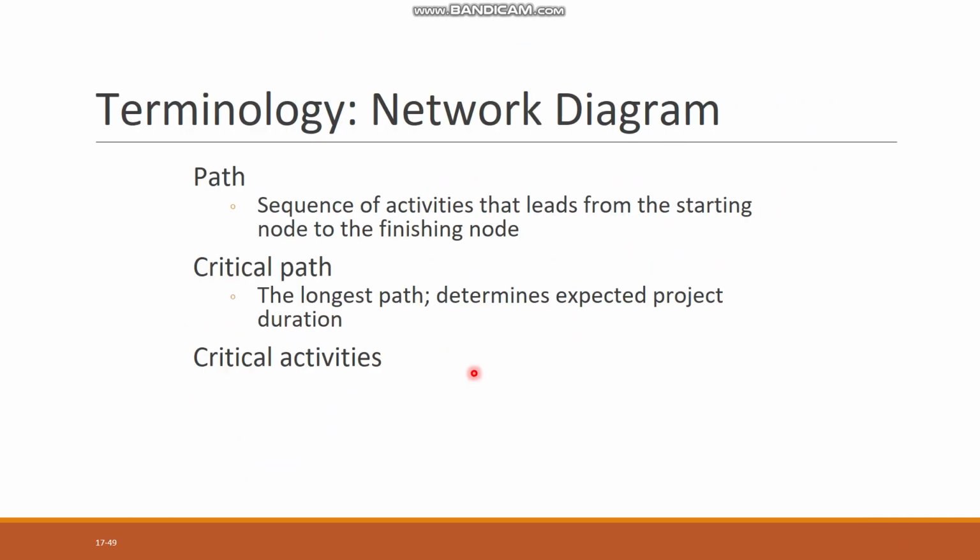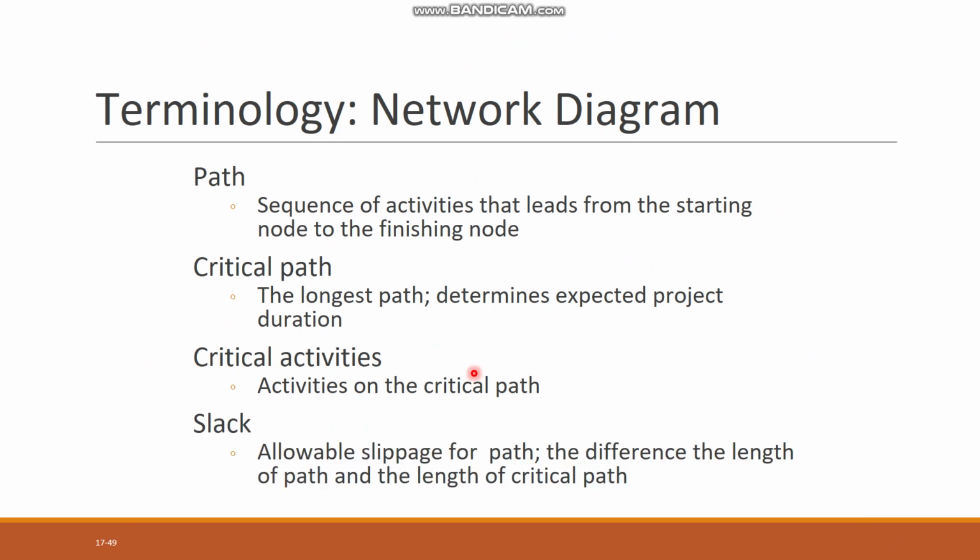In a network diagram, you will hear multiple terms: path, critical path, critical activities, and slack. Path is basically a sequence of activities that lead from the starting node to the finishing node. Like you have a starting activity and an ending activity, so the path covers all the activities from start till end. Critical path is basically the longest path and determines the expected project duration. Critical activities are those on the critical path.